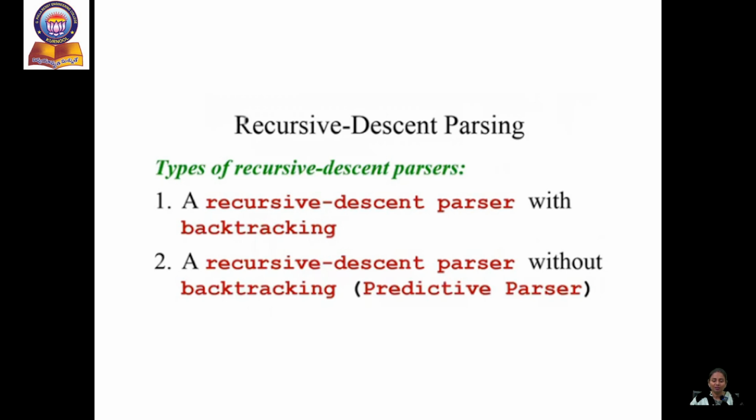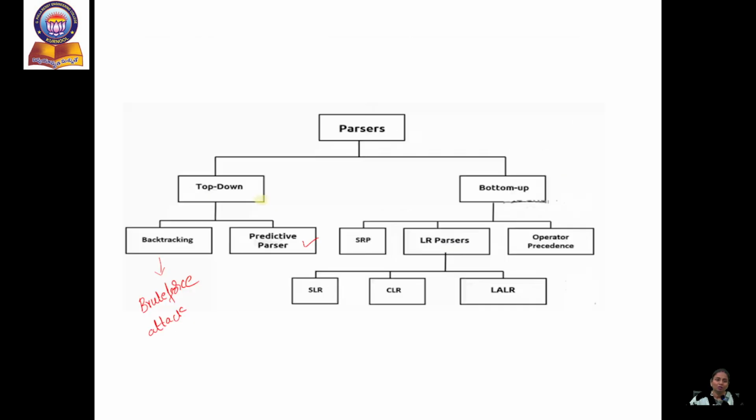In the previous slide we have seen that a top-down approach has two techniques, that is the backtracking and the predictive parser. This predictive parser can also be called the non-recursive descent parser. So predictive parser or non-recursive descent parser, both names are similar. If you get either of the names, you have to follow the same technique or the same method.